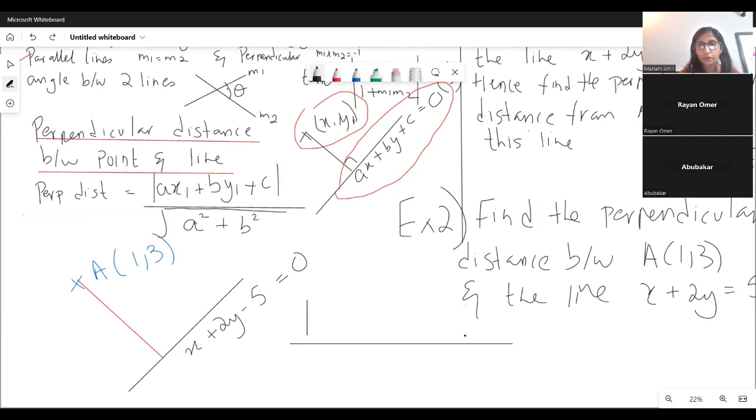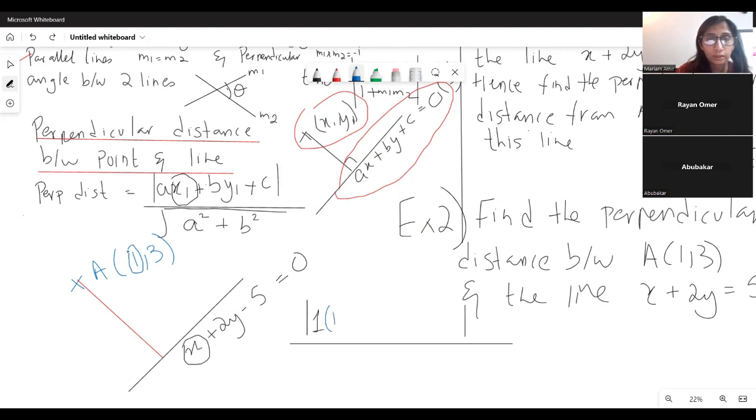The first term is a. So what is our a? A is the coefficient of x. The coefficient of x here is 1. So instead of a, I've written 1. Then it says times x1. Now what is this x1? x1 is the x of the given point, which is 1. So 1 times 1.